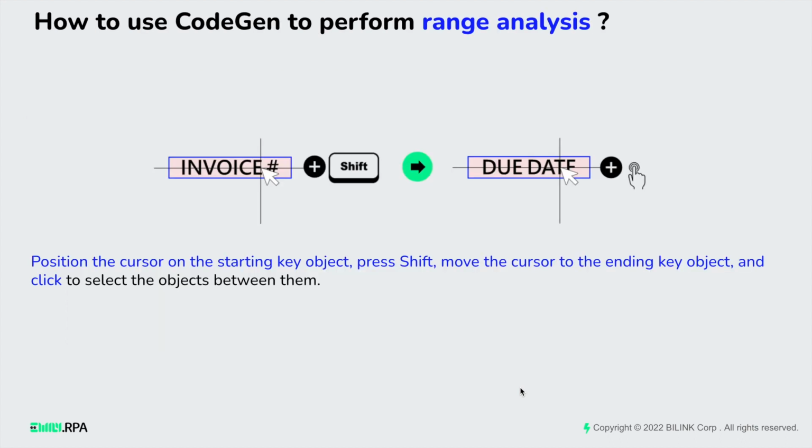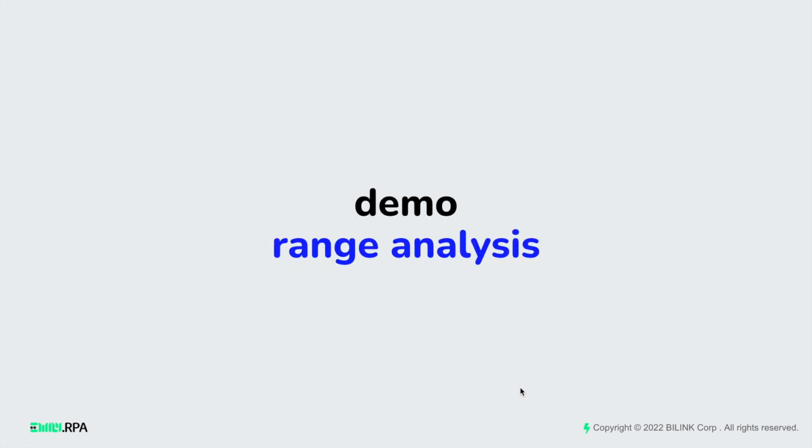We can use codeGen function to generate code directly in PDF Viewer. The way to use it is to move the mouse to the Start Key text object and hold down the Shift key, then use the mouse to click on the End Key text object. Let's take a look at the actual operation.